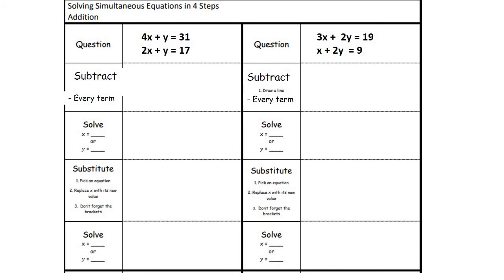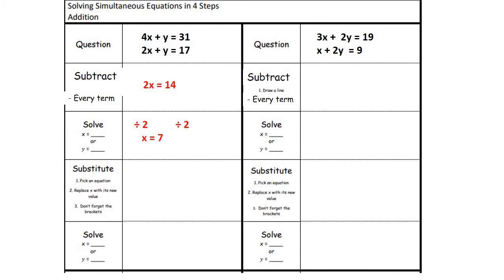So in this case, we've got plus 1y plus 1y on this first one, and we want to eliminate the y's because we've got 1y and 1y. To eliminate y, we need to subtract, because y take away y is nothing. So we're going to take away the equations. Same signs, take away the equations. That will give me 2x: 4x take away 2x is 2x, 31 take away 17 is 14, divide by 2 on both sides, x is equal to 7.